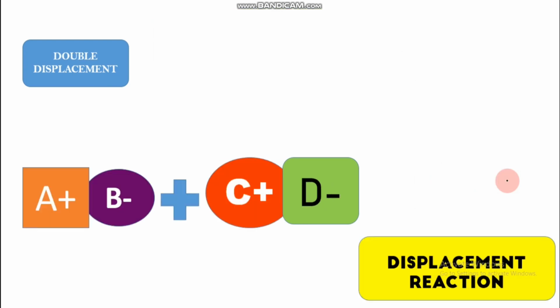Now coming to double displacement. So here what is going to happen? Exchange of ions is going to take place. Here you can see there are two compounds. A plus, B minus, C plus, D minus, those are the charges present. A plus is a cation, B minus is an anion. The ions are going to get exchanged here. So how will the exchange happen?